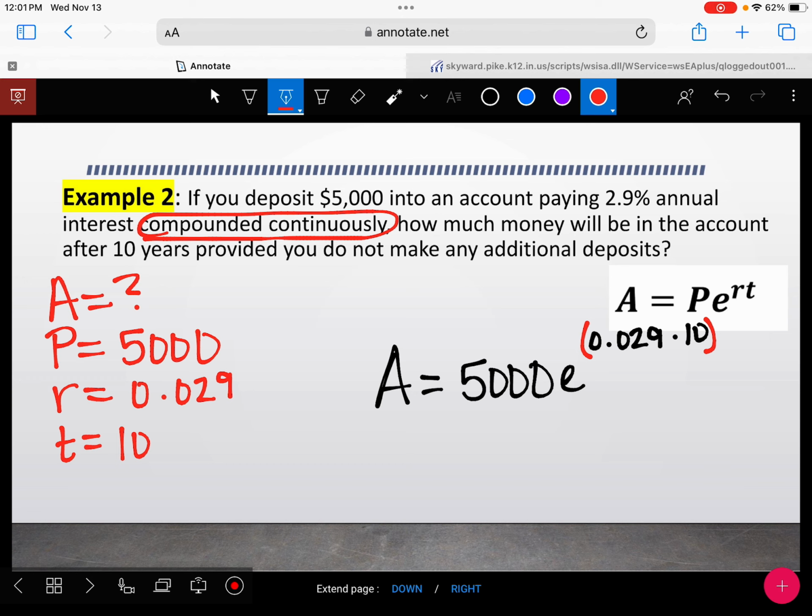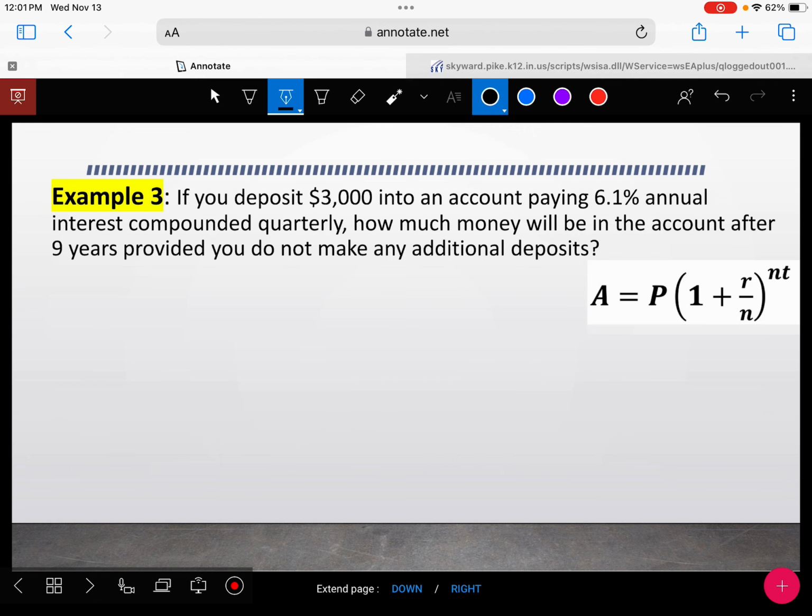All right, anybody brave enough to say what they got? I got... What'd you say? I didn't hear. Can you say that one more time? $6,682.14. That's what I got. Anybody else get that? All right. So far, so good. Let's keep moving.